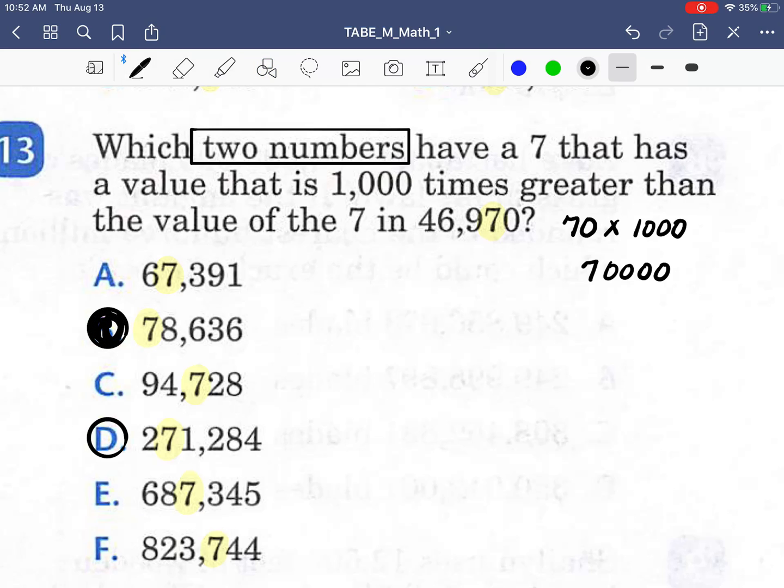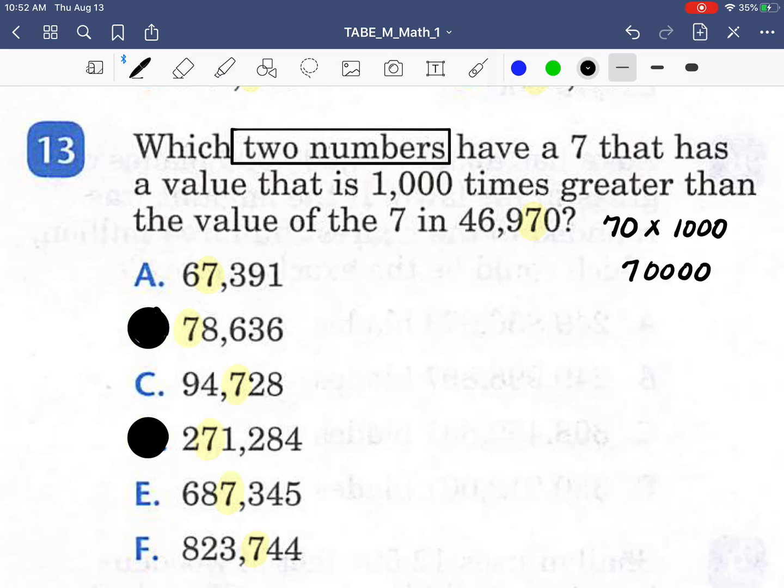It's all about the value of the places. That digit changes value when it changes places. It either builds up or it breaks down just by moving to a new seat. So the answer to number 13 is B and D, two numbers.